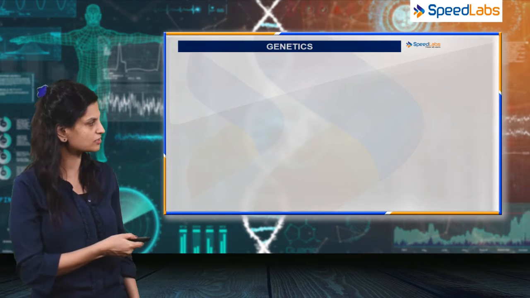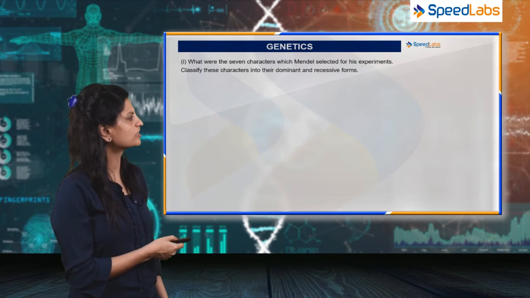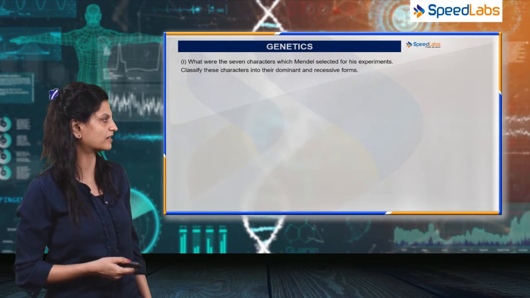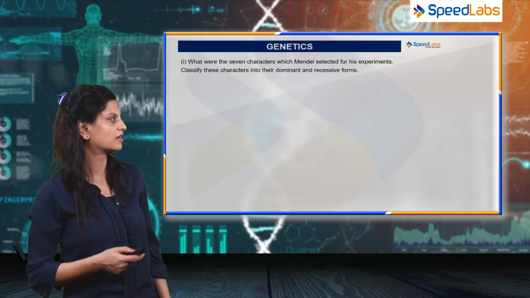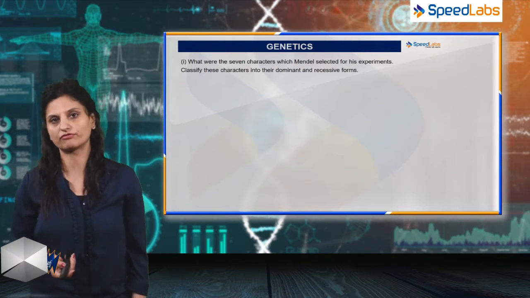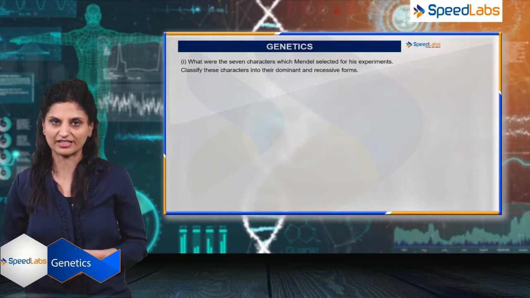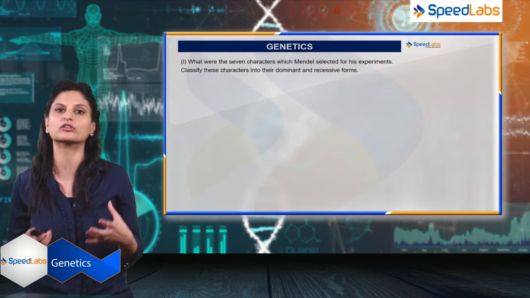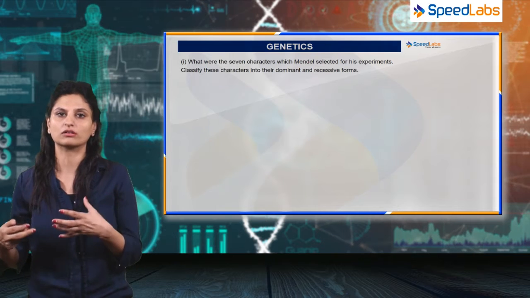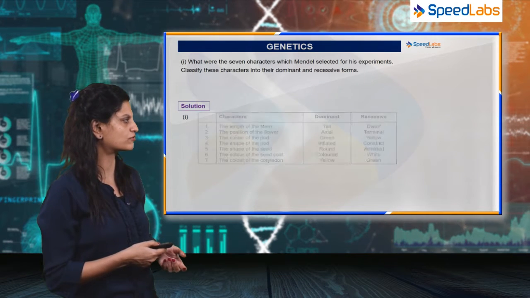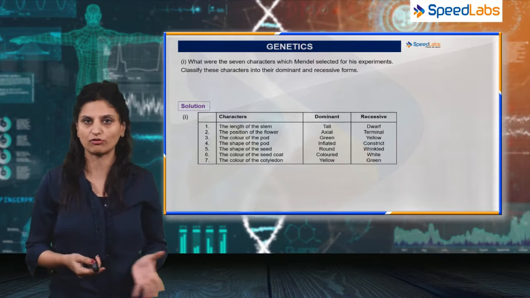And the next question is, what were the 7 characters which Mendel selected for his experiments, and classify these characters into their dominant and the recessive forms? We know that Mendel had selected 7 pairs of contrasting characters, and there was every time a dominant character and a recessive character in each case. So the 7 pairs of contrasting characters are given as follows.